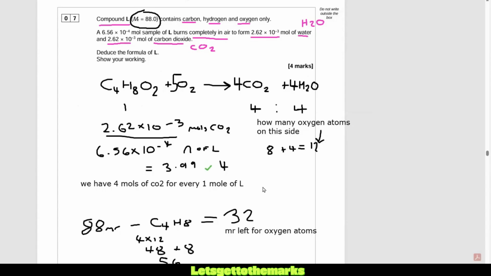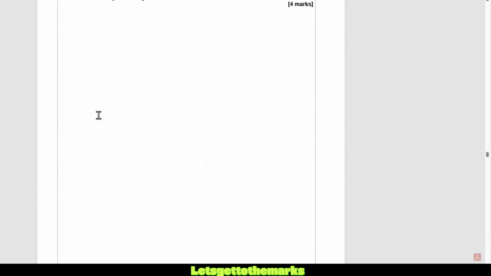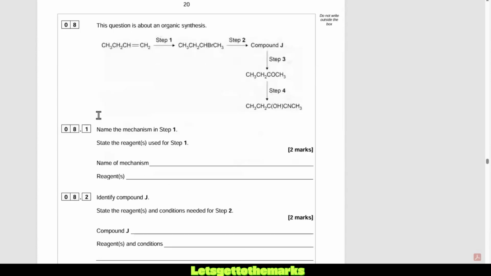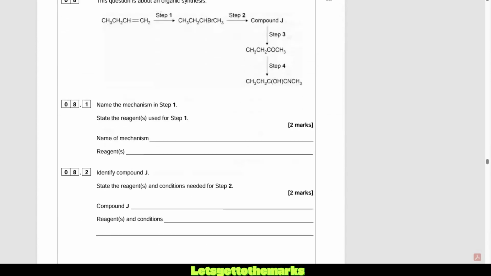So you're going to get 3 marks for working and then 1 mark for the formula there of L. Lovely jubbly. We did the balanced equation as well, but we didn't necessarily need to do that. But I thought, well, let's bust that out just to show you. All right. This question is about organic synthesis. So let's get into it.